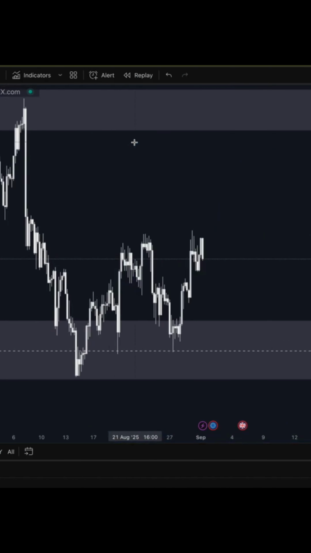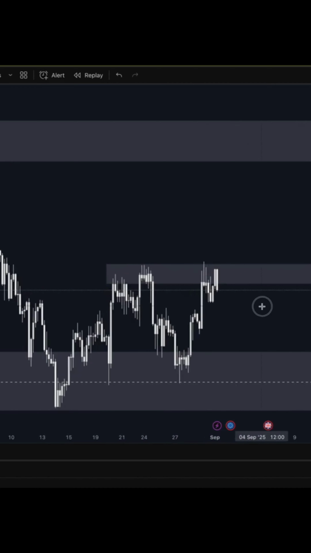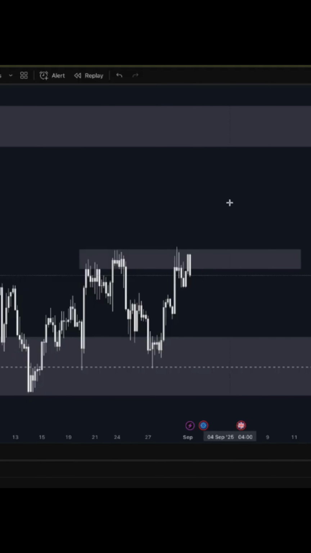The only real thing I see right here is a potential breakout above these little recent highs on your GBP. And that's how I structure the risk for it, whether I'm taking a breakout trade or a break and retest trade.